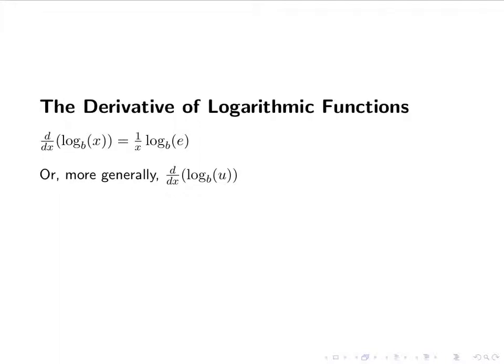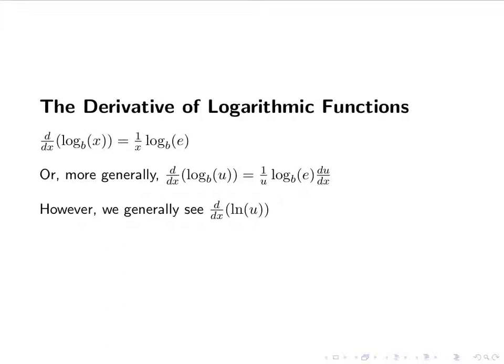We're going to also look at the more general case, the derivative of log base b of u, where u is some function of x. So it's log base b of x cubed, or log base b of cosine of x, something like that. That just uses the chain rule, so we start off with 1 over u times log base b of e times du dx. So you differentiate it like you did before, 1 over u instead of 1 over x, log base b of e, and then you multiply it by the derivative of that inside function.